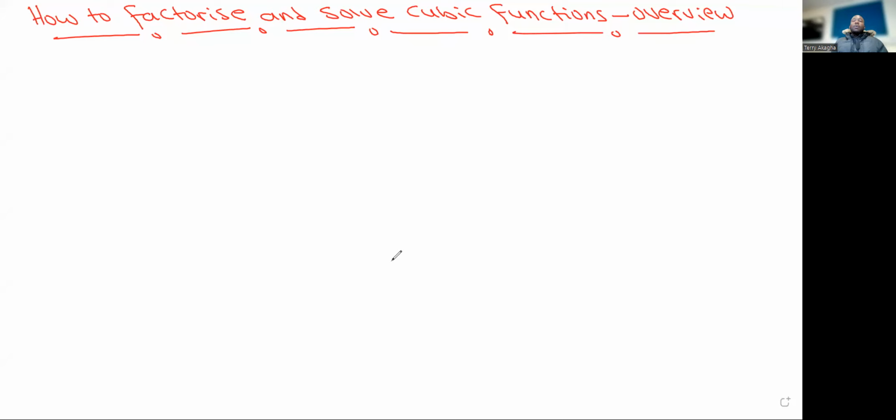So we're going to be talking about how to factorize and solve cubic functions, okay? And please try as much as possible to review the previous video where we talked about the cubic functions, just an overview, and we compared cubic and quadratic functions and tried to see similarities and took some notes as well.